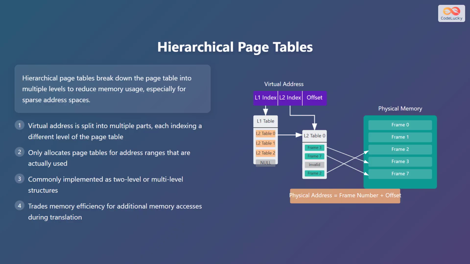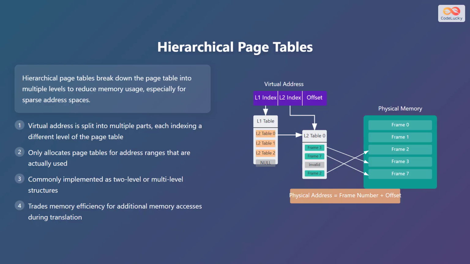Hierarchical page tables. Hierarchical page tables break down the page table into multiple levels to reduce memory usage, especially for sparse address spaces. Sparse address spaces refer to memory allocation scenarios where a program uses only a small portion of its entire address range. Virtual address is split into multiple parts, each indexing a different level of the page table. In this arrangement, a virtual address is divided into segments that index different levels of the page table. This approach enables a more granular mapping of virtual to physical addresses.